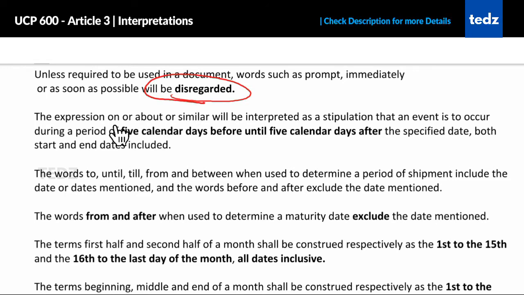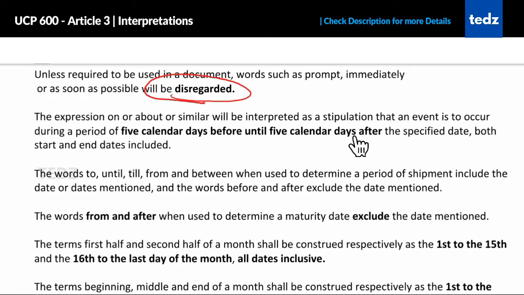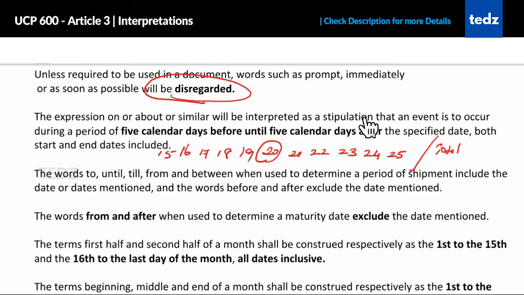And the next point is about on or about. When there is an expression like on or about or similar, it will be interpreted as a stipulation that an event is to occur during a period of 5 calendar days before until 5 calendar days after the specified date. Both the start date and the end date should be included. For example, when the document says on or about 20th December, we can include 5 days before and 5 days after. We have to include the start date and the end date. So it's like plus 5 and minus 5 days.